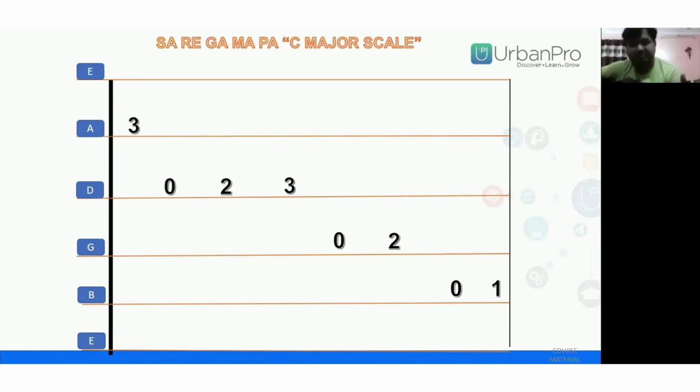Then you can go down, you can play open D. Then you go to the second fret of D. And then you can go to the third fret of D. Then you go down, you can see that G0 is there. 0 means you have to play open. Okay, you play open G, then second fret of G, then open B again below, then first fret of B.